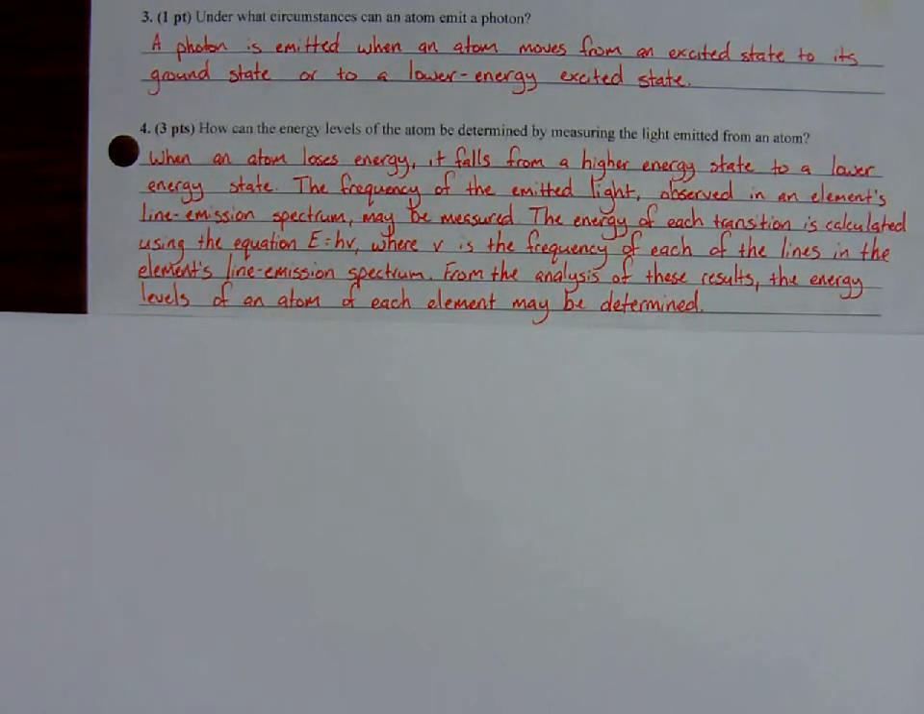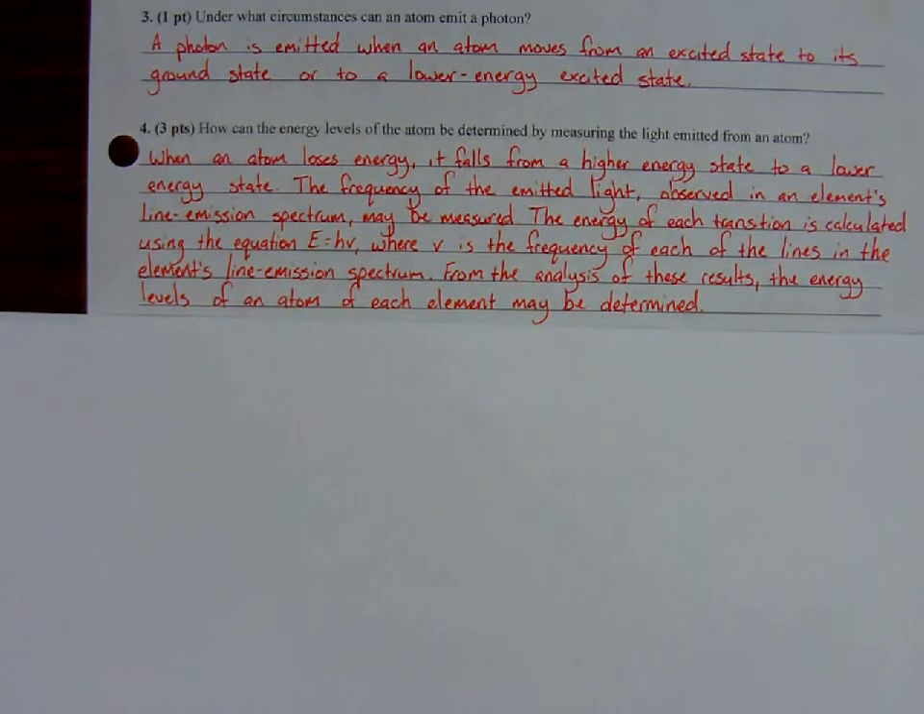When an atom loses energy, which is the situation we talked about in number 3, it falls from a higher energy state to a lower energy state. That could be all the way to the ground state, or it could simply be a lower energy excited state. The frequency of the emitted light observed in an element's line emission spectrum may be measured. Right? That's something that you can actually measure.